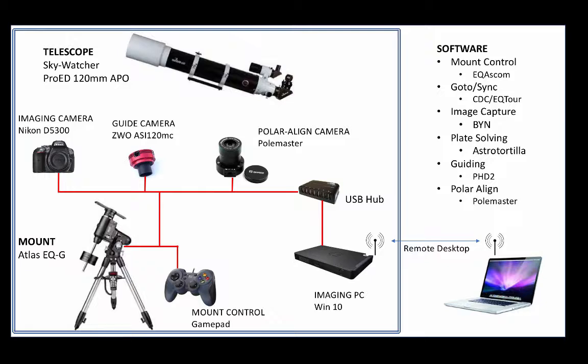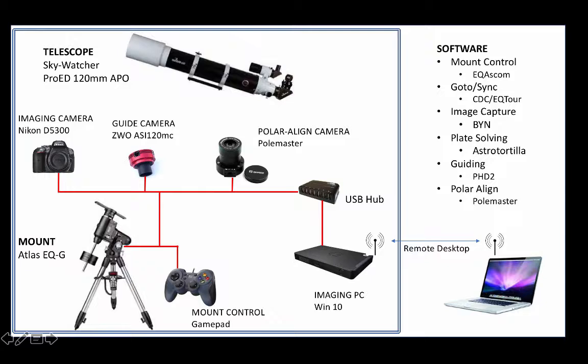But for astrophotography, you need a lot more equipment. Namely, you need an imaging camera, and for that I use a Nikon D5300. You also need a computer because all of this stuff is run by software. I'll talk about the software in a minute. There is a mount controller. This is a Nintendo gamepad that I use to control the mount.